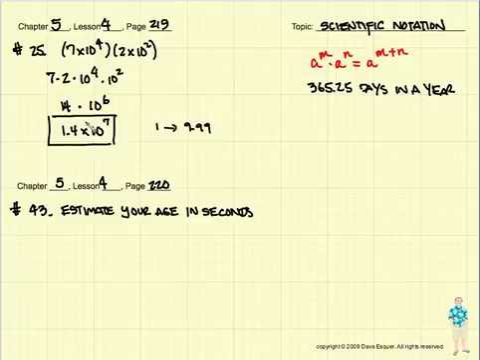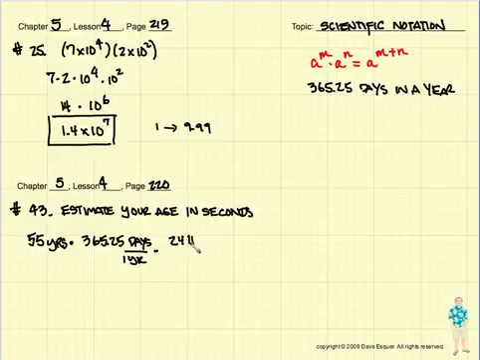Let's try number 43, estimate my age in seconds. Well, I'm going to use my age and you're going to use your age, and I'm going to tell you that I'm 55 years old. So let's get started. So I have 55 years. And I'm going to say there are 365.25 days in 1 year.